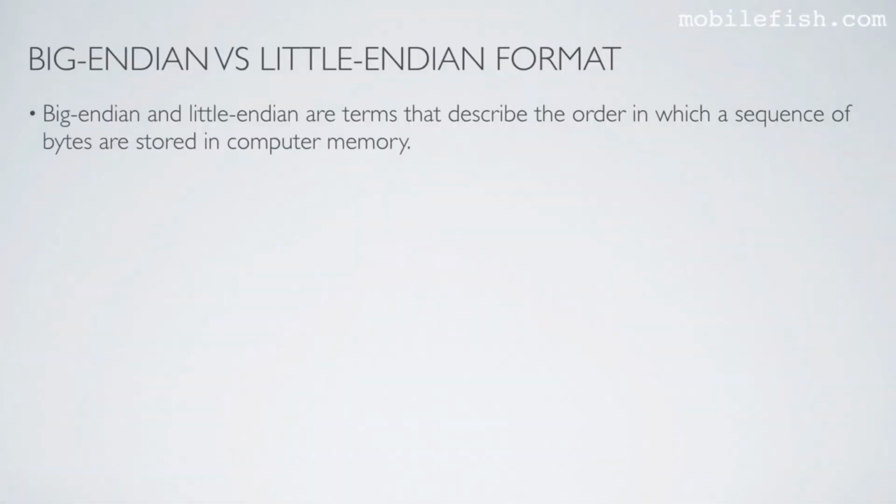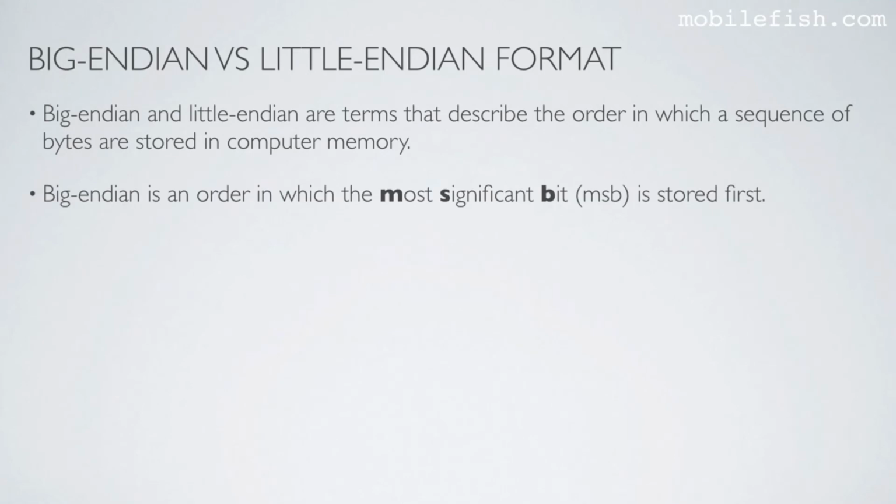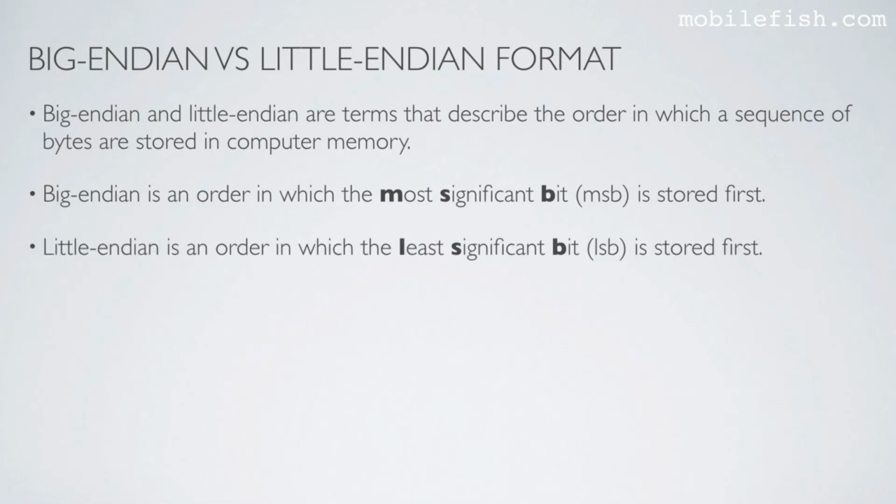Big endian and little endian are terms that describe the order in which a sequence of bytes is stored in computer memory. Big endian is an order in which the most significant bit, abbreviated MSB, is stored first. Little endian is an order in which the least significant bit, abbreviated LSB, is stored first.